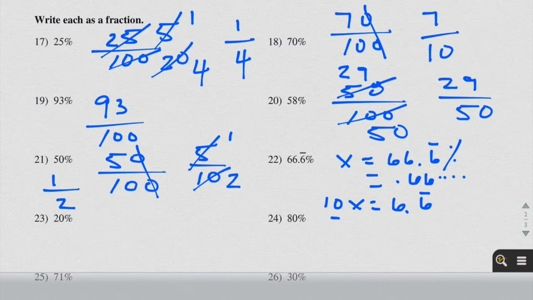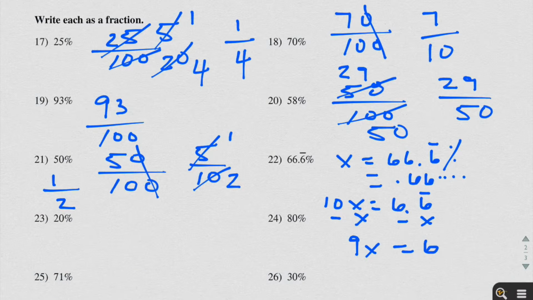What we want to do now is subtract x from both sides. And what do we get on the left side? 10x minus x is just 9x equals 6.6 repeated minus x. Well, what's x? X again is 0.6 repeated. So we're taking 6.6 repeated minus 0.6 repeated. We're just left with 6.